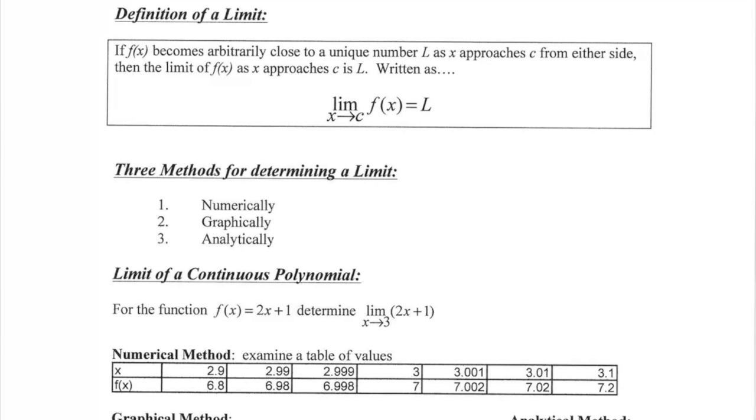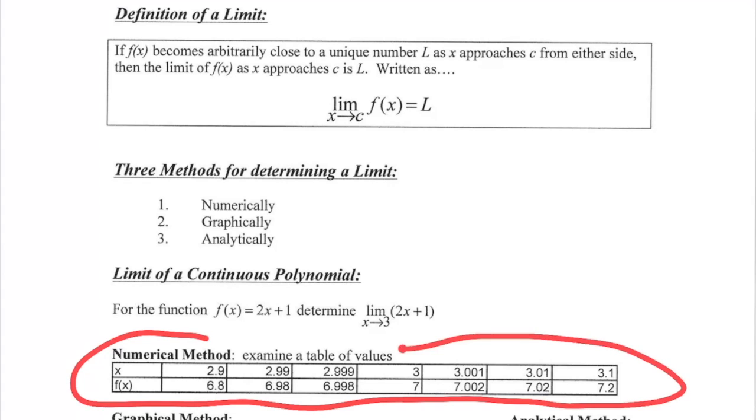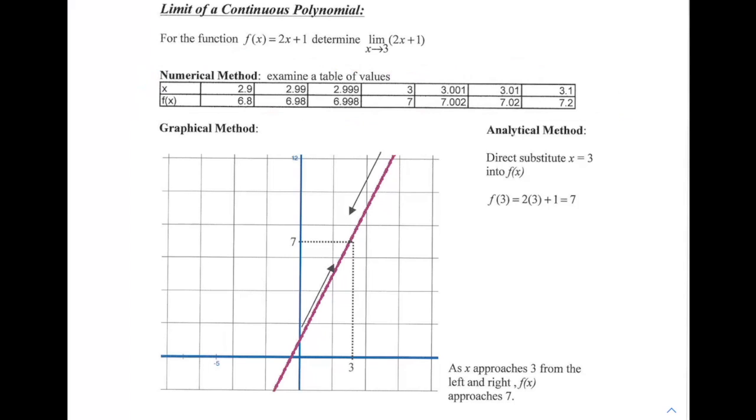Essentially, numerically is kind of the same as using a table, which is what we'll be focusing on in this lesson. So first we're going to look at the limit of a continuous polynomial, and we've just chosen a linear function, 2x plus 1, and we're being asked to determine the limit as x approaches 3 of 2x plus 1. So you're going to see different forms of this.